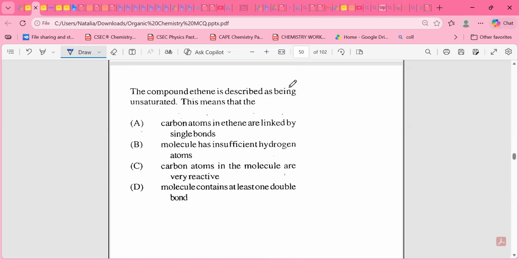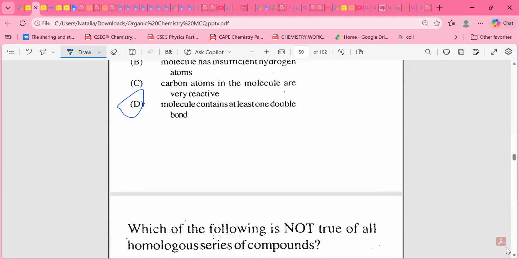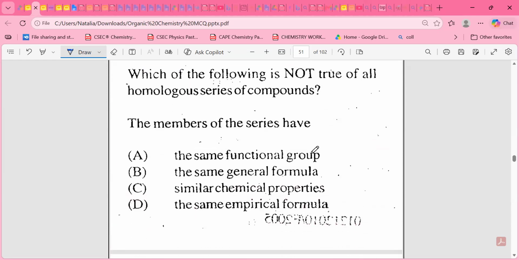The compound ethene is described as being unsaturated. This means that unsaturated means we have a carbon-carbon double bond. What's D? Dog. Which of the following is not true of all homologous series of a compound? All members of the series have. So what's the answer? What's D? D.